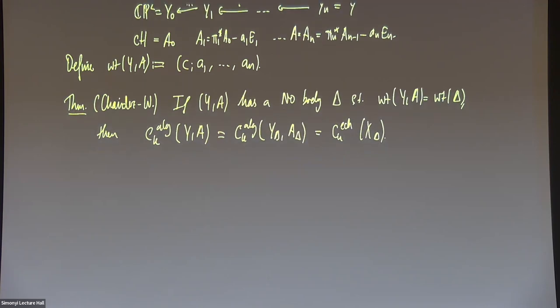So the actual theorem we prove is a little bit stronger than I've stated. The theorem is essentially that algebraic capacities depend only on the weight sequence, right? Which is a familiar claim to people who work with toric ECH.